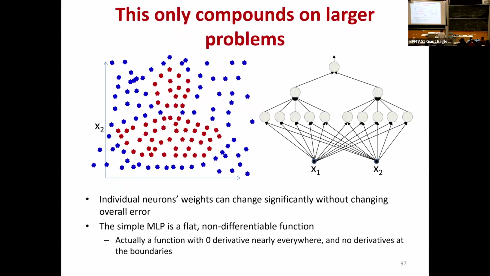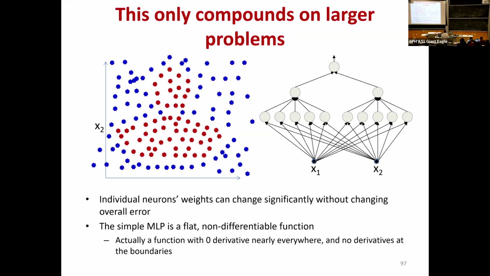And when you go to more complex problems like this, it gets even more complicated. You can change the parameters of the individual neurons quite a lot without changing the overall error. And so you won't even know if the changes that you're making are going in the correct direction or not. So this makes it really challenging.